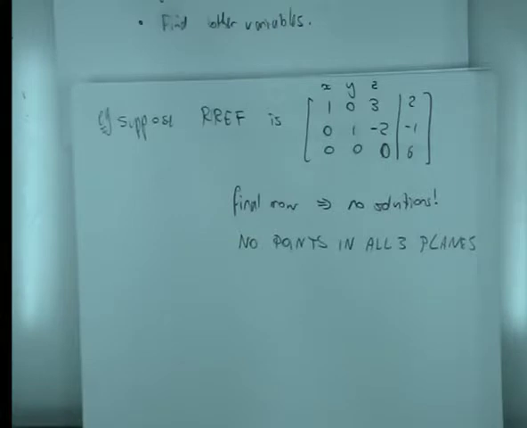Now, that's not to say that it's not possible for the first 2 planes to meet. It might be that the first 2 planes do meet, and the third one is parallel to the second one or something. Or it might be that any pair of them meet and the three lines that they make are parallel, and so there are no points in common to all three. So if you see no solutions, the safest thing to say is there are no points in all three planes, or however many planes there are.